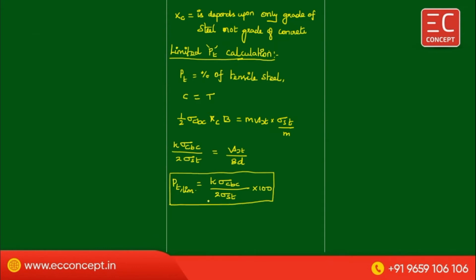Now what we are going to do, PT actual. PT actual is calculated as AST divided by BD into 100. This is the actual, this is based on the cross sectional area. So generally the PT is calculated based on the calculated area. So these two formulas are very, very important. This one is based on the limited stress. This one, actual, is based on the actual area.